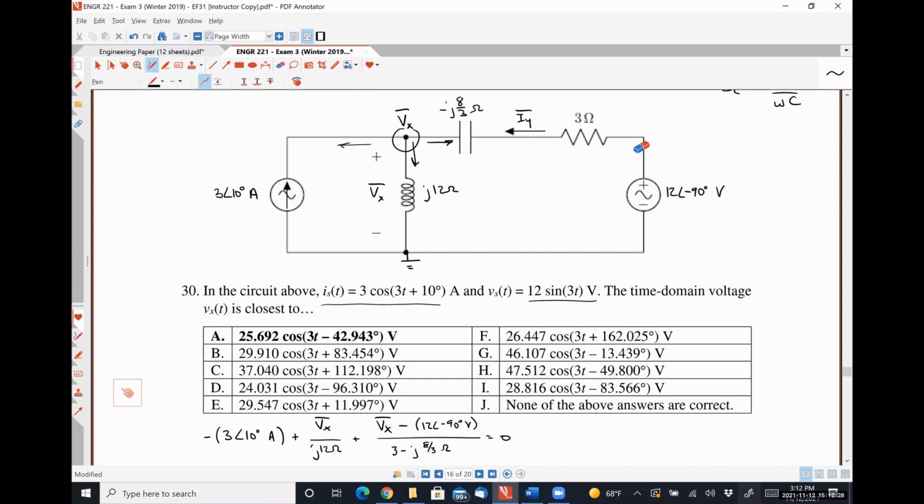And that would be in series with the J12 ohm inductor. What do you want to talk about next?